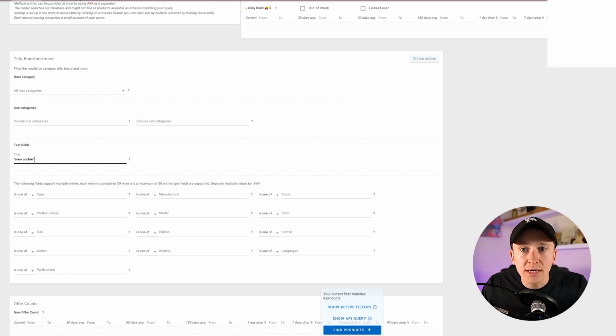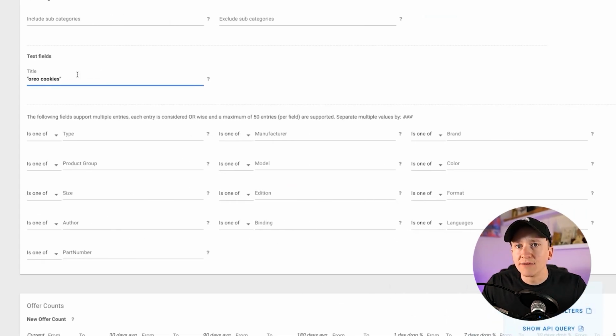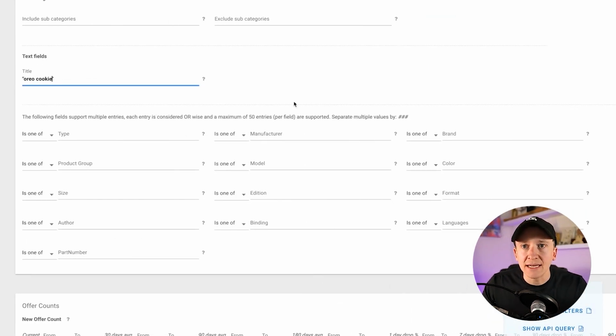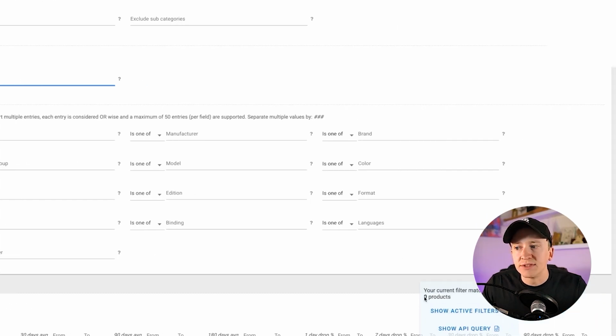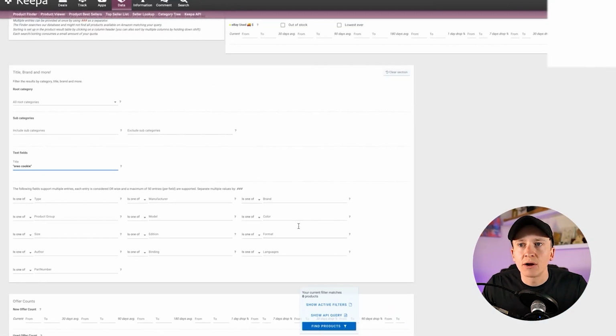I went from Oreo cookies in quotes, which means the title has to contain both next to each other. Got 1 product. And then if I go over here and I change it and I take away the S, because it has to be Oreo cookie, it goes down to 0 products. So this is very powerful. I love using the title field for multiple things.